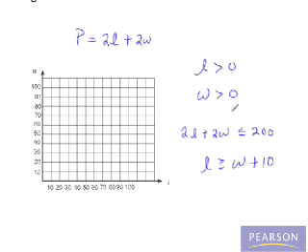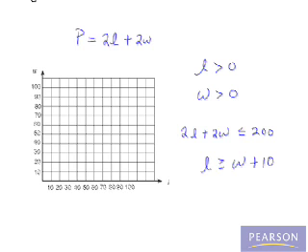The first two inequalities, L being greater than 0, W being greater than 0, strictly put us in the first quadrant. So that's what I have here as a grid. And then we'll go ahead and graph these two inequalities and shade above the line or below the line to see if we have any overlapping regions.